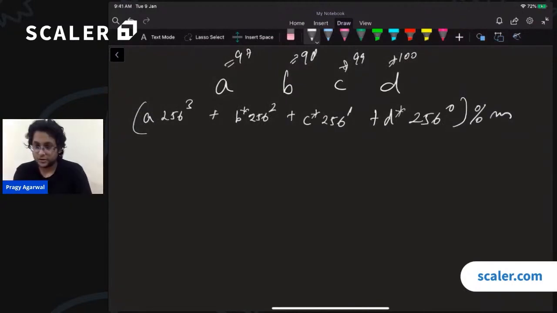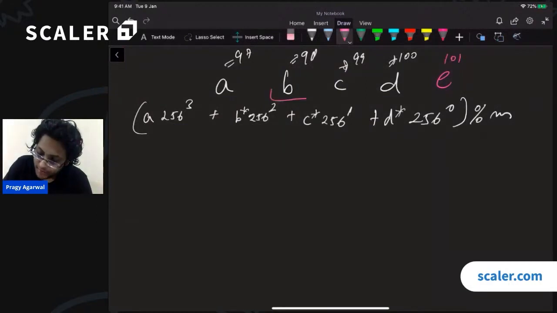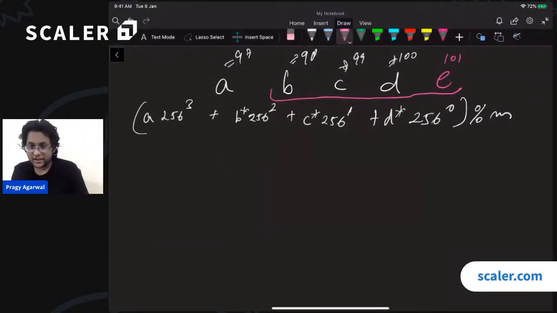Is this a rolling hash function? Basically, if I add a new character over here, E, suppose 101, then can I efficiently calculate the hash of this part? Well, yes, I can. Let us quickly see how. So what is the hash of this part? Let us first write what the hash of this part is.